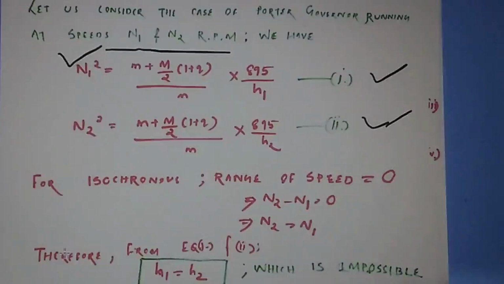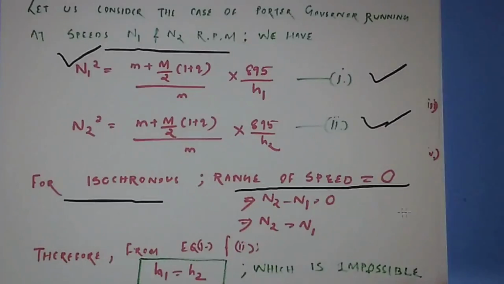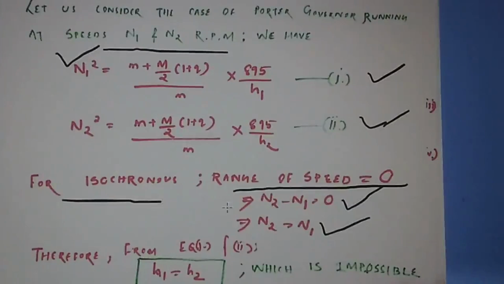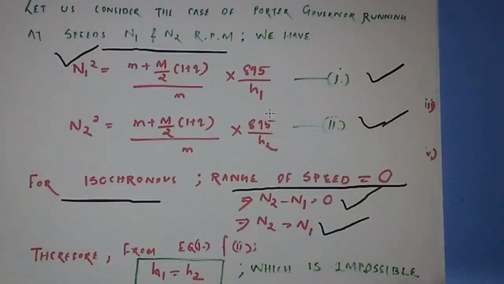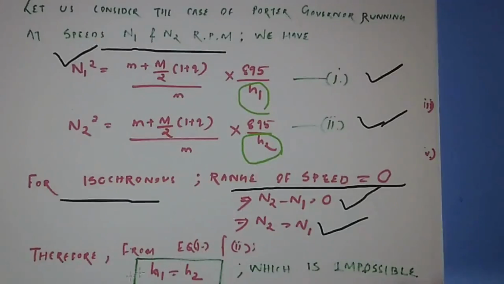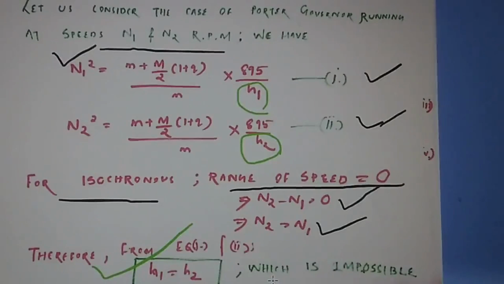So we know that for an isochronous governor, the range of the speed will be 0. That means n2 minus n1 is equal to 0 and n2 is equal to n1. If all these terms are equal, then you will get an expression in which everything cancels out except h1 and h2. So h1 is equal to h2, meaning their sleeve lifts are equal.